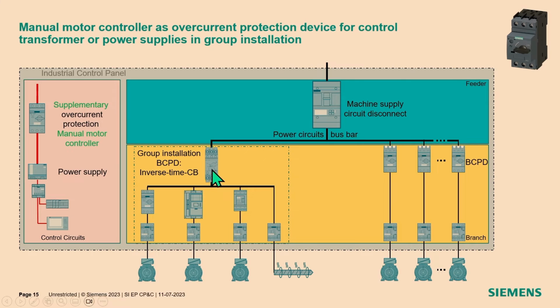Here the circuit breaker is a group protection device for our group installation. Then in the group installation, we need these motor loads. And if you have a motor load, of course you have a motor branch circuit protection device. And if you have this, you can pick up the power on the load side of the motor branch circuit protection device, which is the group installation protection device. You pick up, and then it's only needed to use the 3RV20 as a manual motor controller as a supplementary protection device.